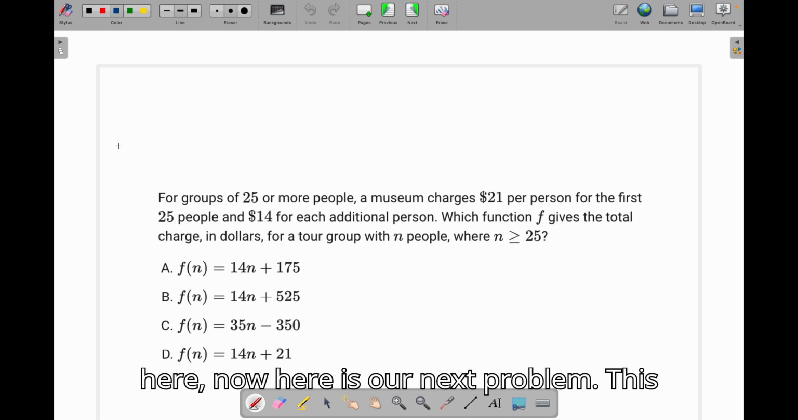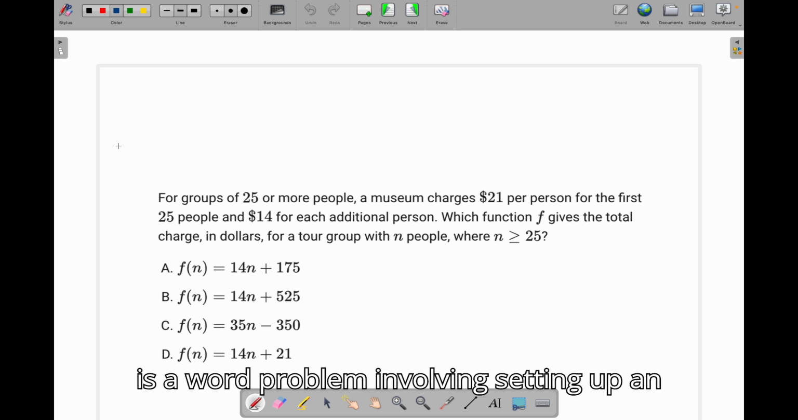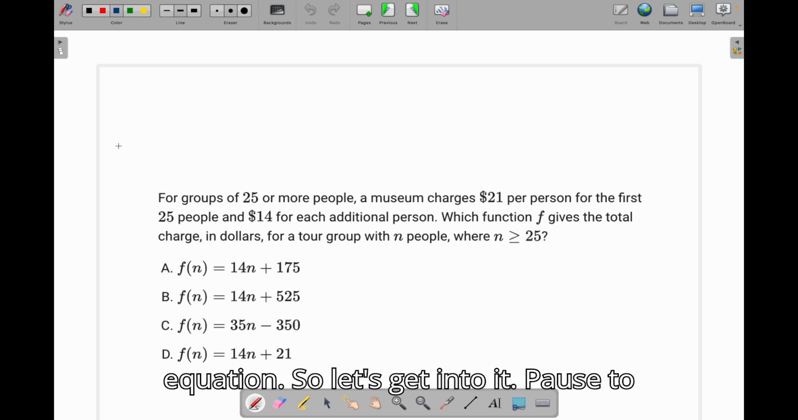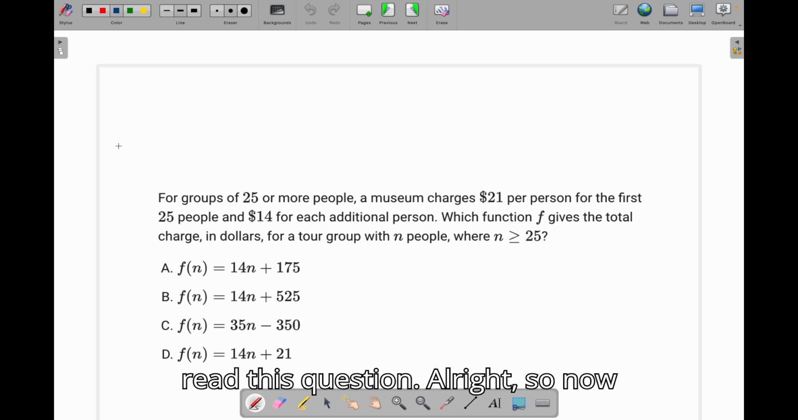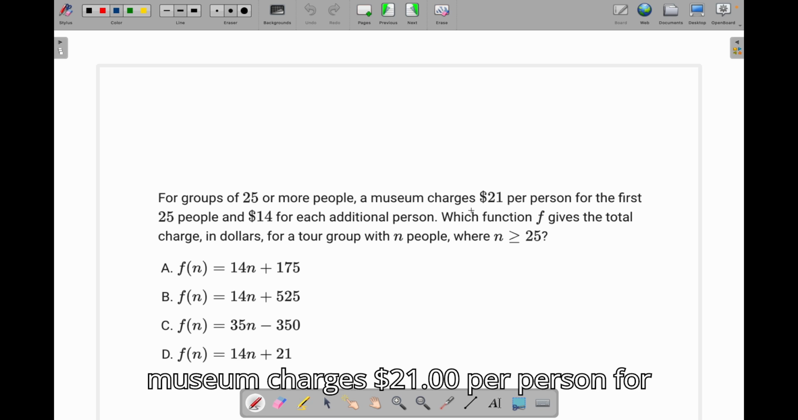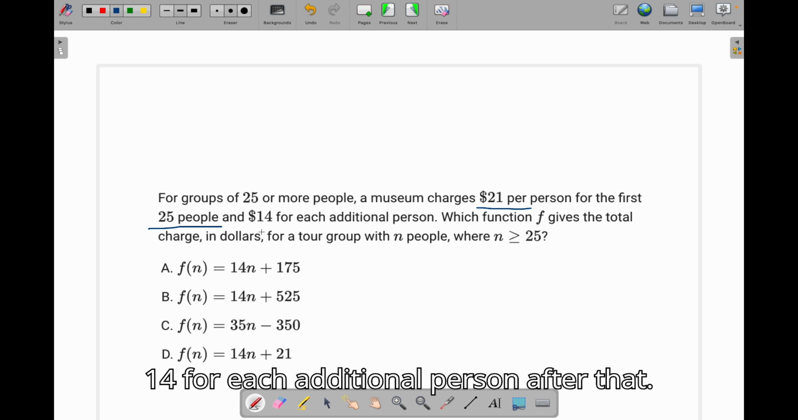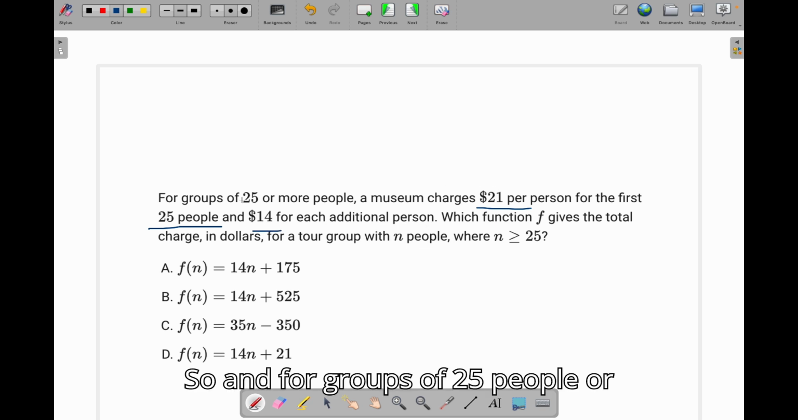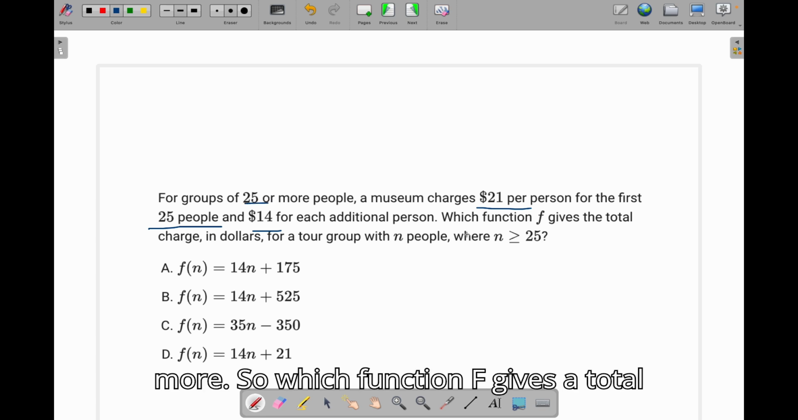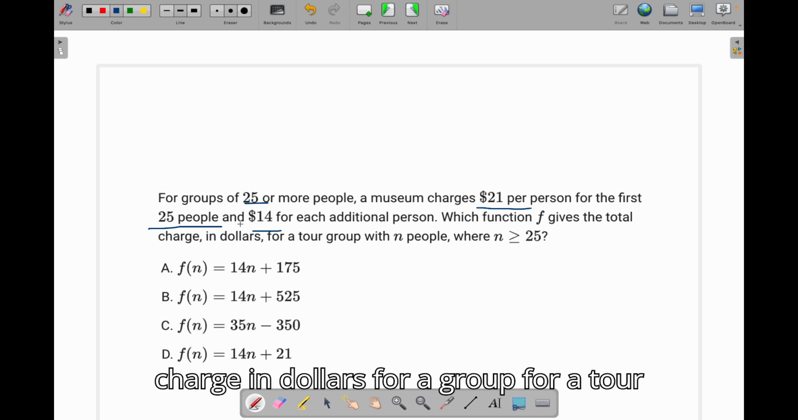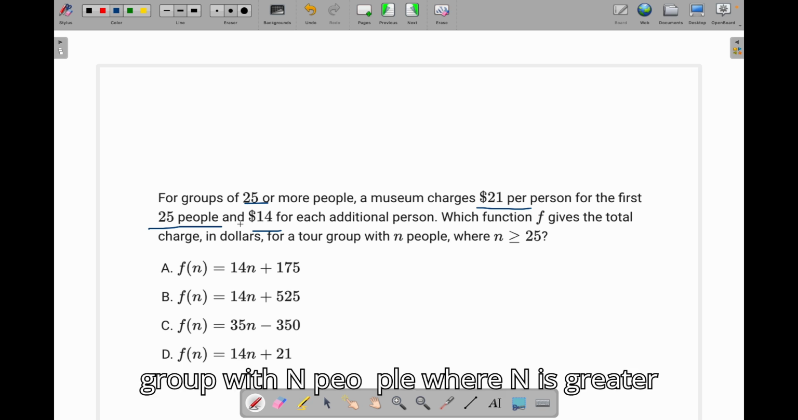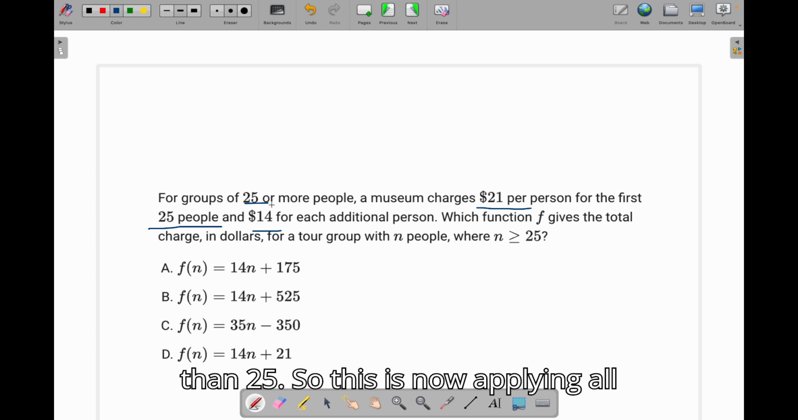Now here is our next problem. This is a word problem involving setting up an equation. So let's get into it. Pause to read this question. All right, so now that you've paused, let's look at this. A museum charges $21 per person for the first 25 people, and $14 for each additional person after that, for groups of 25 people or more. So which function f gives the total charge in dollars for a tour group with n people, where n is greater than 25? So now this is playing all these things.